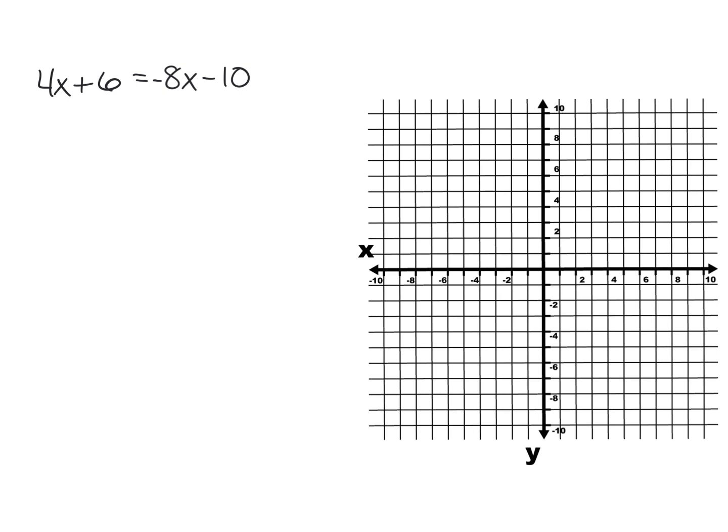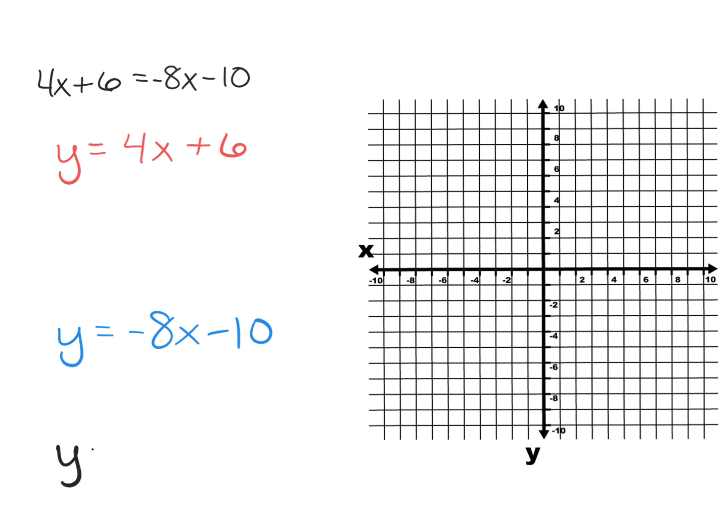Okay, so first step is always rewrite it as 2 equations. So my first one is going to be y equals 4x plus 6. And then my second equation is going to be the other side, y equals negative 8x minus 10. First step is always going to be to rewrite the 2 equations as their own separate equations. Now we're following the equation y equals mx plus b. That's our slope-intercept form. So these lines are going to be linear.